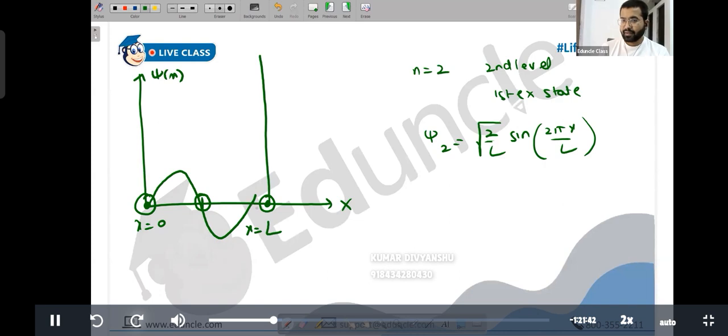Don't you think it should be something like this now? We can check. Basically, we are guessing that at L by 4 it should be maximum. See if you're getting maximum at L by 4 or not. At L by 4, L gets cancelled. What are you getting? 2 pi by 4, which is pi by 2. Sine pi by 2 is maximum. So at L by 4 you are getting maximum.